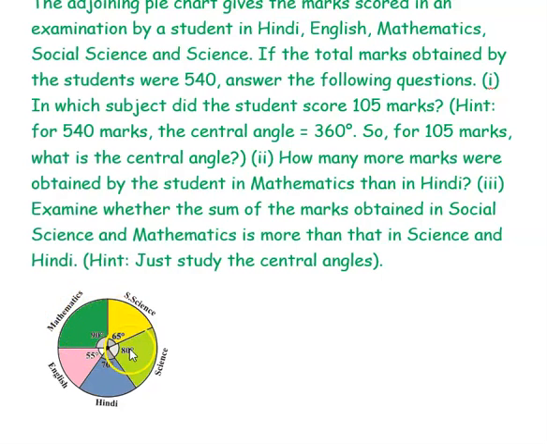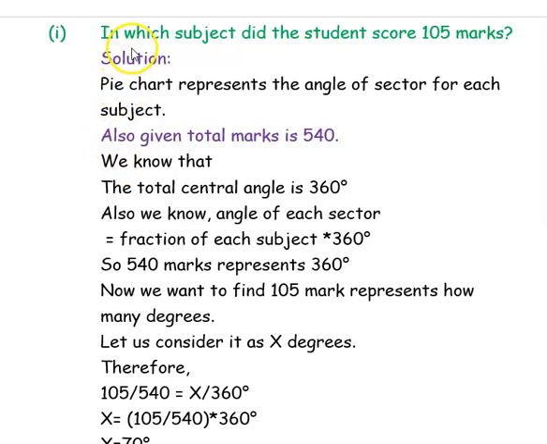So the pie chart is given for 5 different subjects along with the central angle or angle of sectors. So it's 65 degree for social science, 80 degree for science, 70 degree for Hindi, 55 degree for English and 90 degree for mathematics. Now we'll answer the questions one by one. The first question is, in which subject did the student score 105 marks?